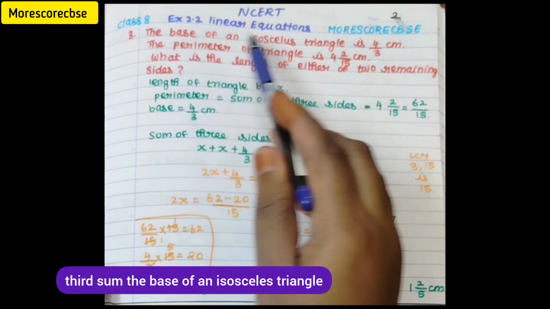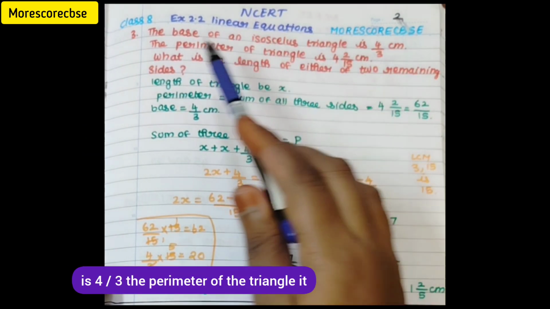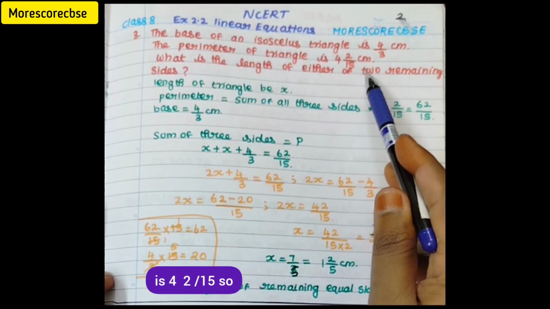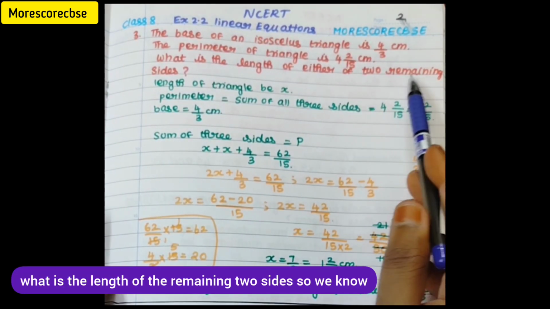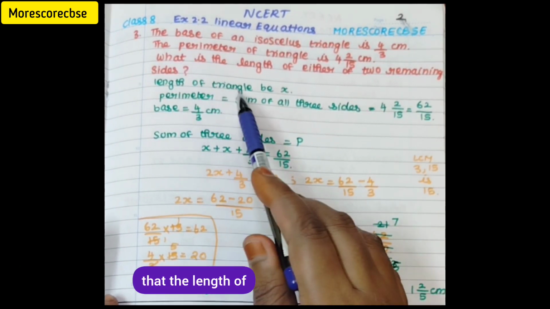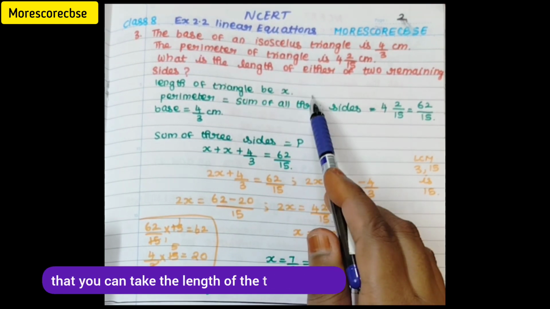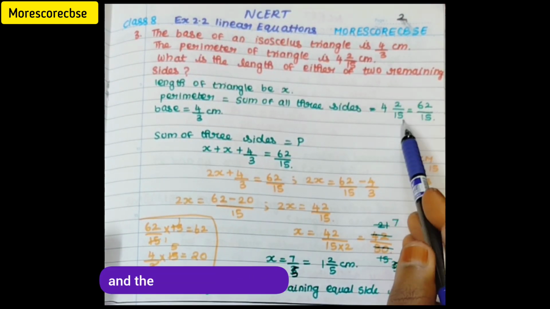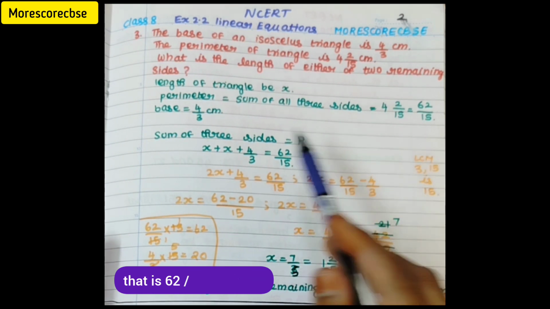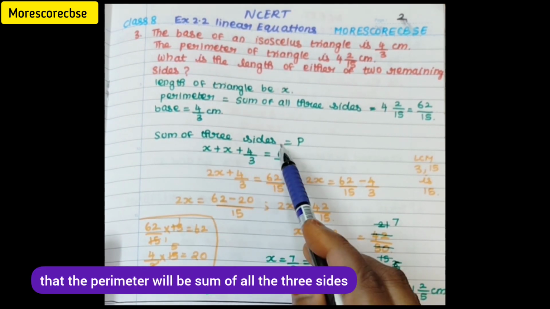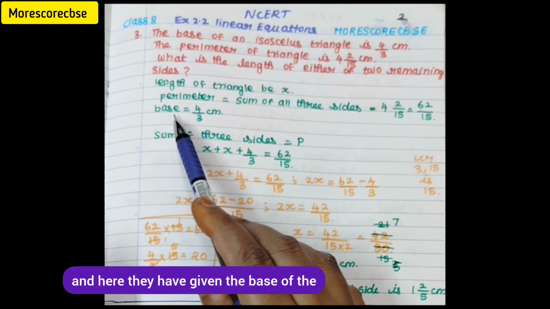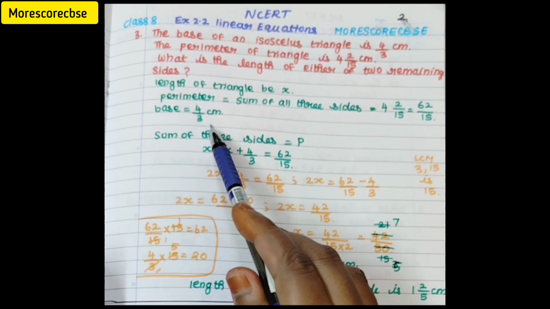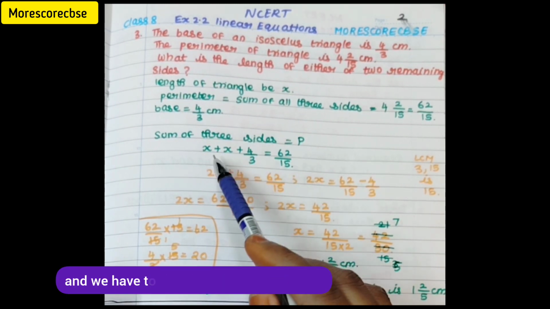Third sum, the base of an isosceles triangle is 4/3. The perimeter of the triangle is 4 2/15. So what is the length of the remaining two sides? You can take the length of the equal side as x and the perimeter as 4 2/15, that is 62/15. We know that the perimeter is the sum of all the three sides, and here they have given the base of the isosceles triangle as 4/3, and we have to find the other two sides. We are taking it as x.